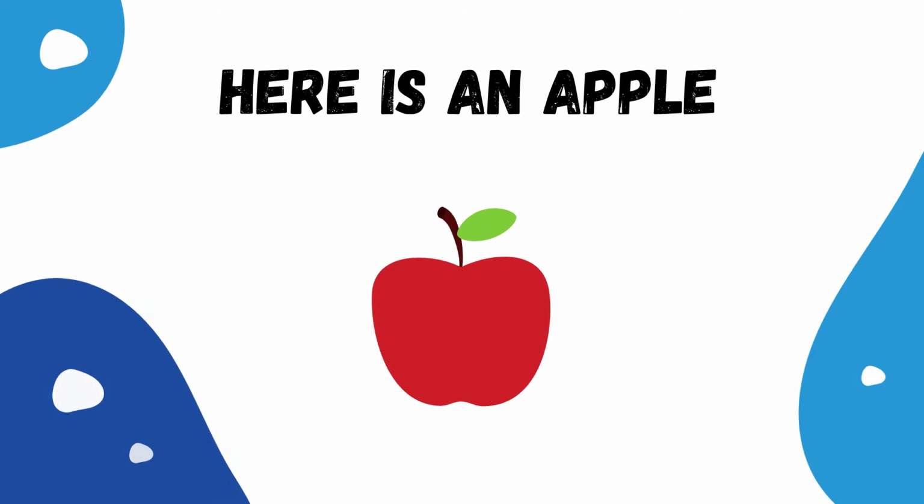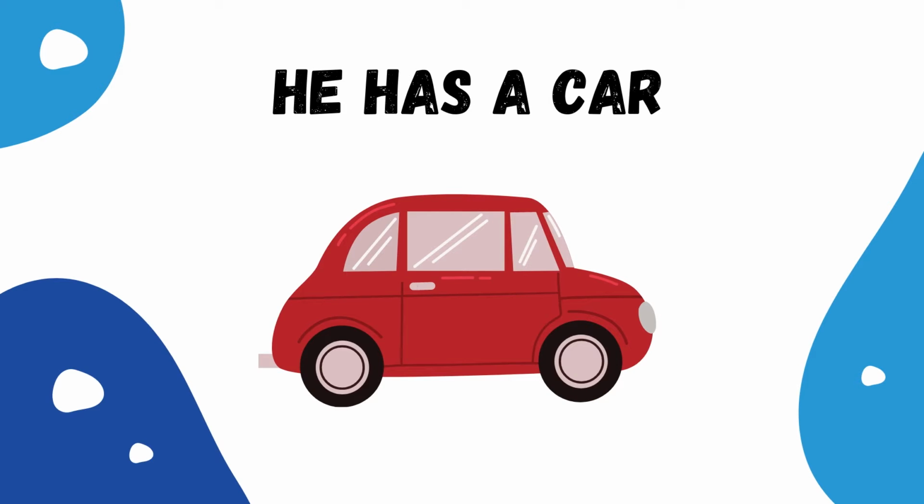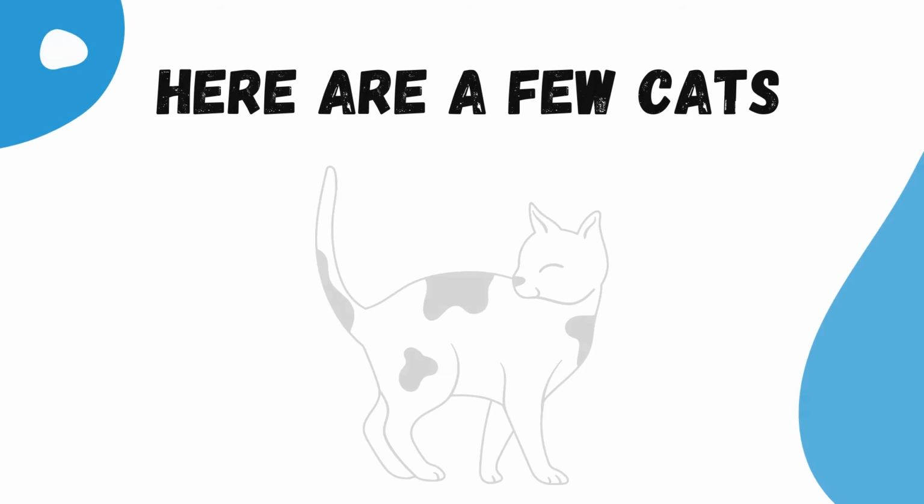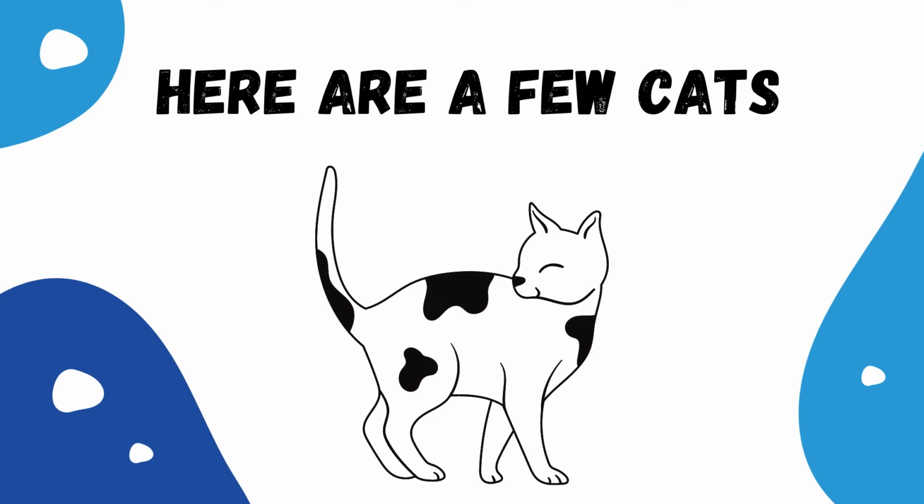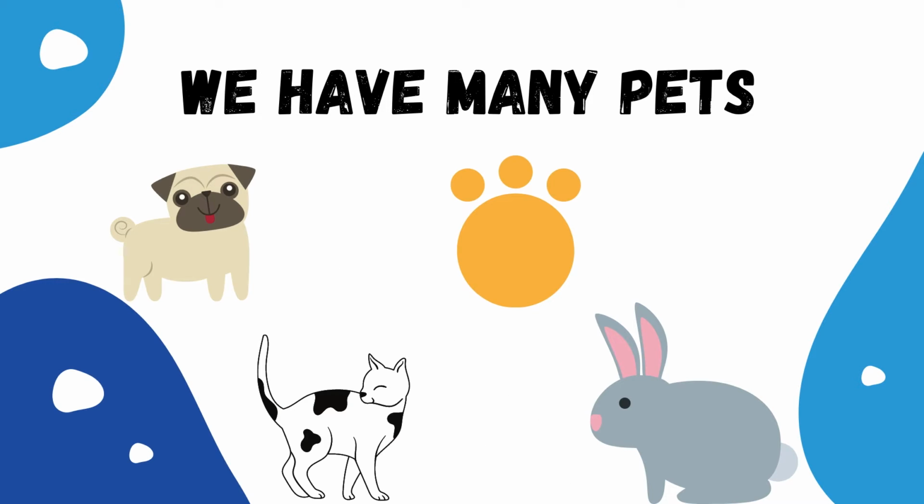Example: here is an apple. He has a car. Here are a few cats. We have many pets.